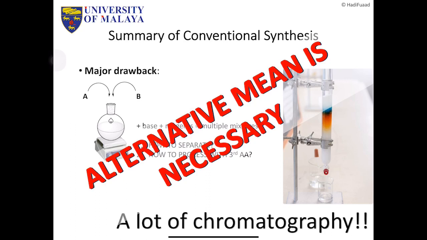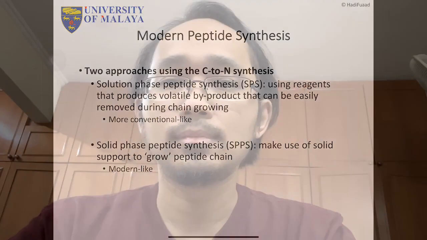Probably not really proteins, more peptides, in a solution phase, but you need to do a lot of chromatography, which consumes a lot of solvents and time. Therefore, an alternative means is still necessary. You still need to find an alternative means where you can synthesize peptides and proteins very easily.